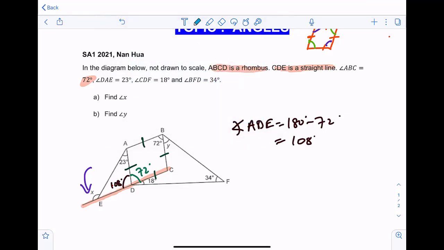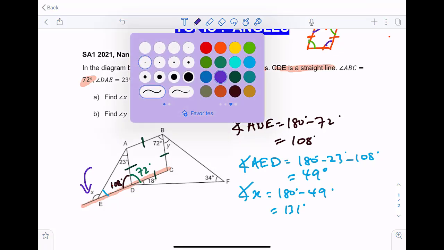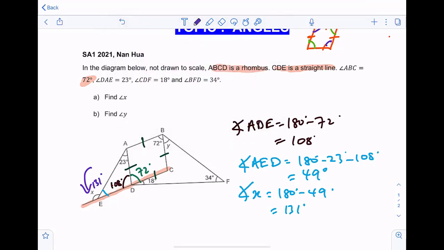Now we can find this blue angle, angle AED. 180 minus 23 minus 108, 49 degrees. And with that we can find angle X, which is 180 degrees minus 49 degrees, 131 degrees. So that will be the exterior angle over here, 131 degrees.